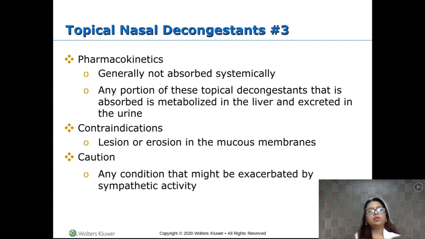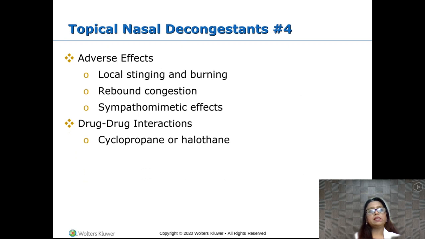Pharmacokinetics: generally not absorbed systemically, and any proportion of these topical decongestants that is absorbed is metabolized in the liver and excreted in the urine. Contraindications: lesions or erosions in the mucous membrane. Cautious: any conditions that might be exacerbated by sympathetic activity. Adverse effects are local stinging and burning, rebound congestion, and sympathomimetic effects. Drug-to-drug interactions: cyclopropane and halothane.